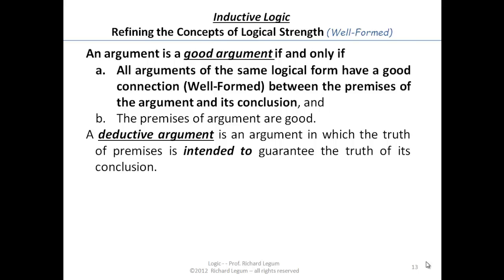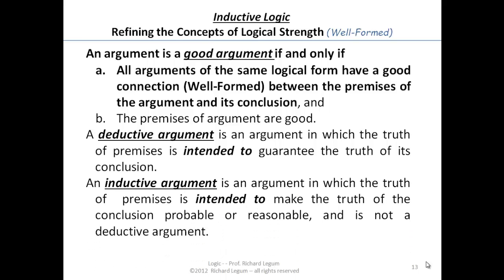A deductive argument is one in which the truth of the premises is intended to guarantee the truth of the conclusion. And an inductive argument can also be a good argument. It's an argument in which the truth of the premises is intended to make the truth of the conclusion probable or reasonable, and is not a deductive argument. That is, a bad deductive argument is not a good inductive argument at all.